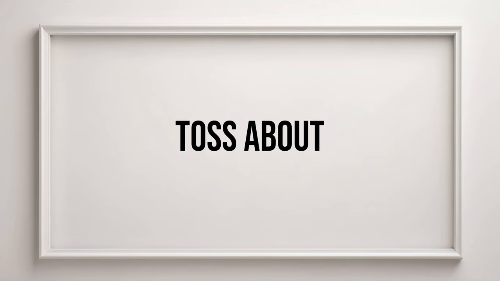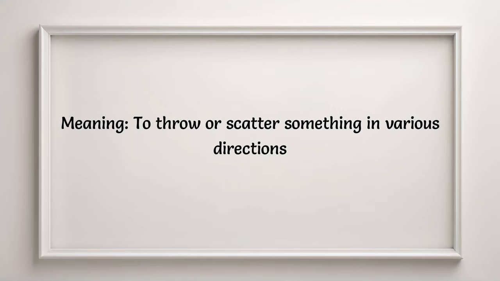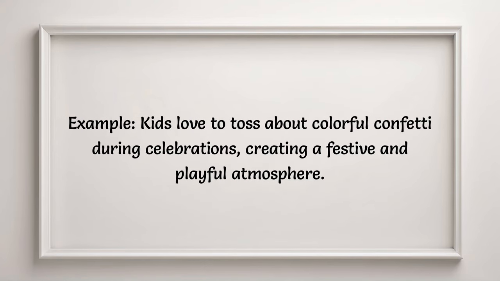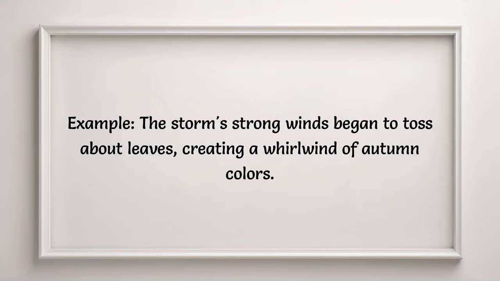Toss about. Meaning, to throw or scatter something in various directions. Example, kids love to toss about colorful confetti during celebrations, creating a festive and playful atmosphere. Example, the storm's strong winds began to toss about leaves, creating a whirlwind of autumn colors.